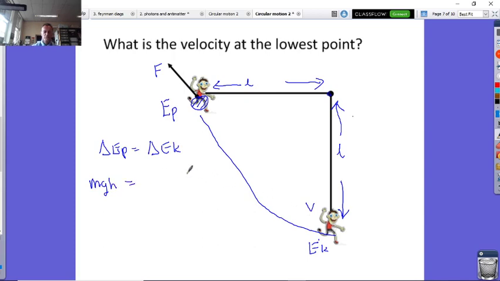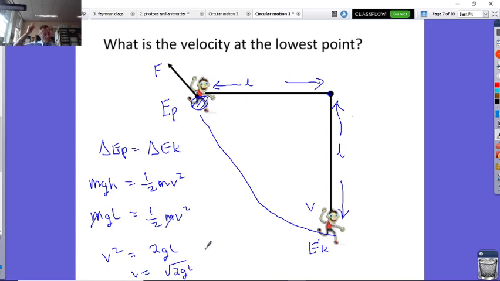Therefore, isn't that going to be mgh? At the bottom, isn't the kinetic energy going to be half mv squared? But this time, the height above that is going to be L, so mgL, where L is the length of your rope, or your cord, or whatever you've got. That then equals half mv squared. And amazingly, the m's cancel. Therefore, isn't v squared equal to 2gL? And therefore, v equals root 2gL. You met that equation before, but rather than L, we had an R.